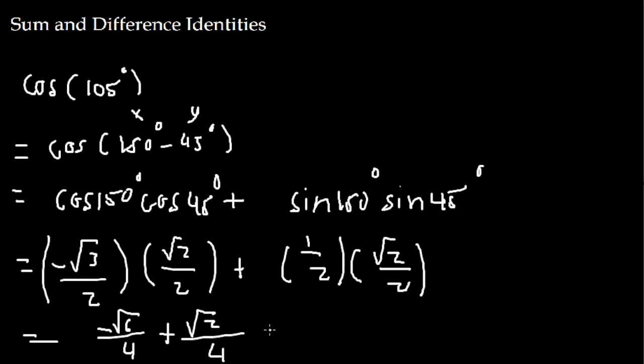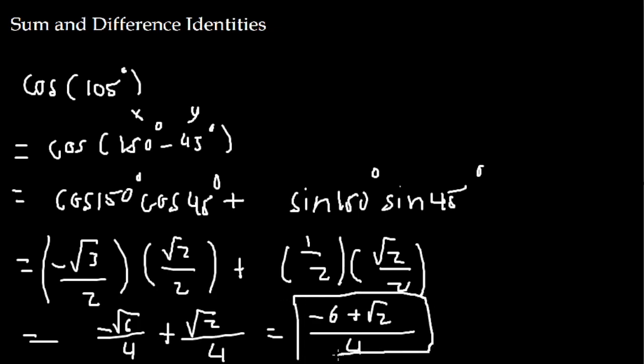4. Now we can also write it as negative square root of 6 plus square root of 2 over square root of 4. Now this is our final answer.